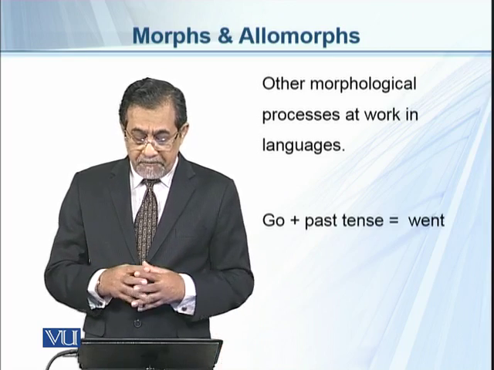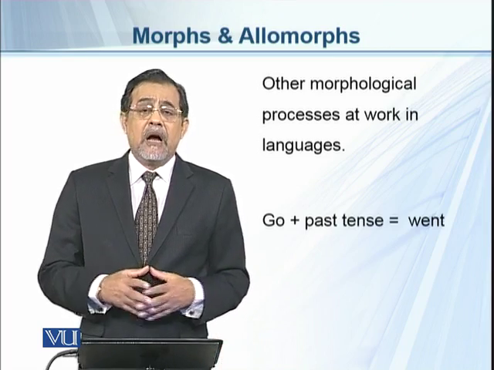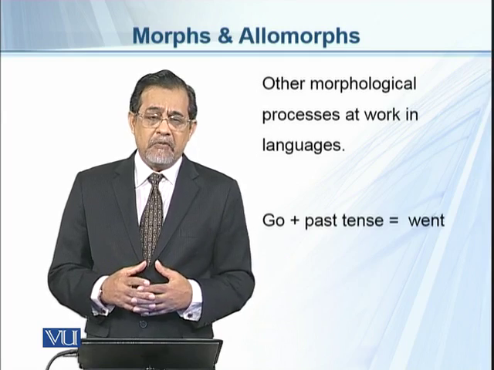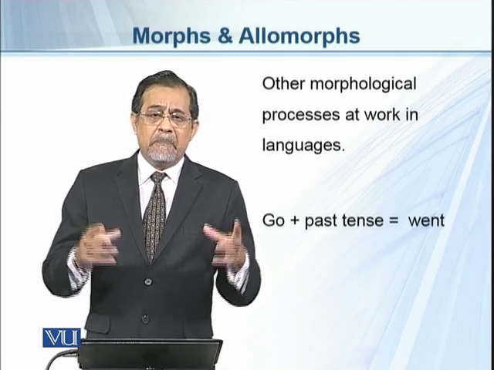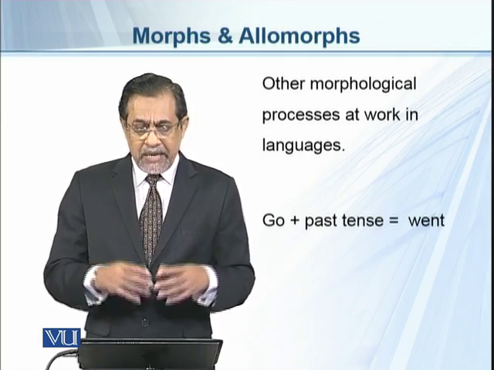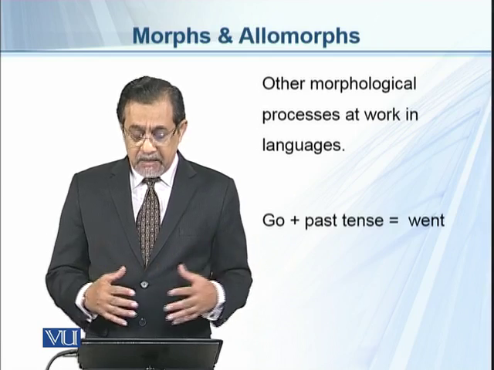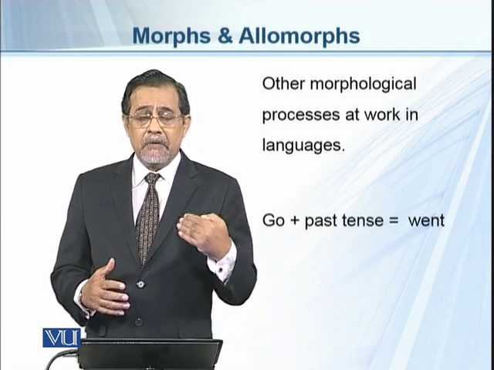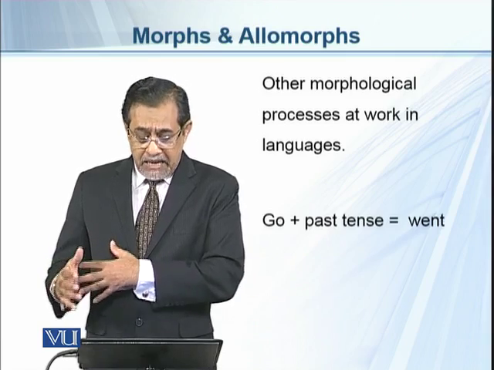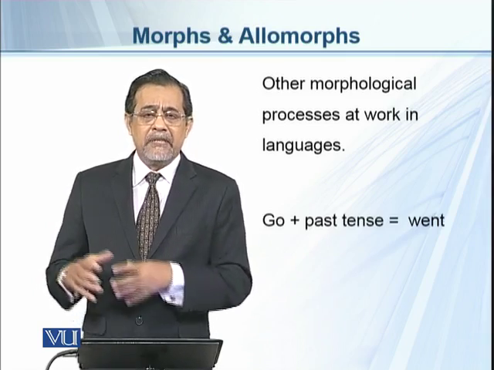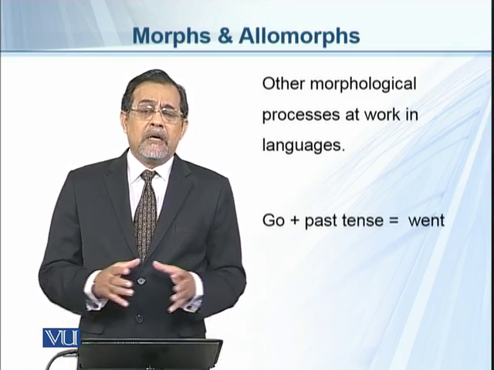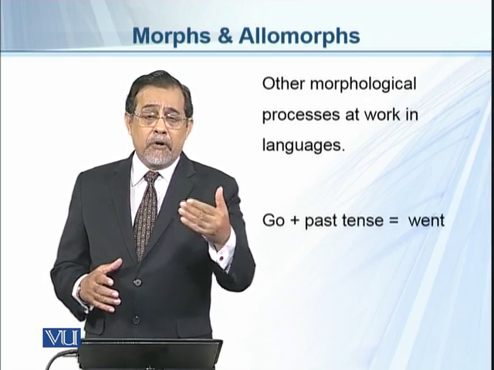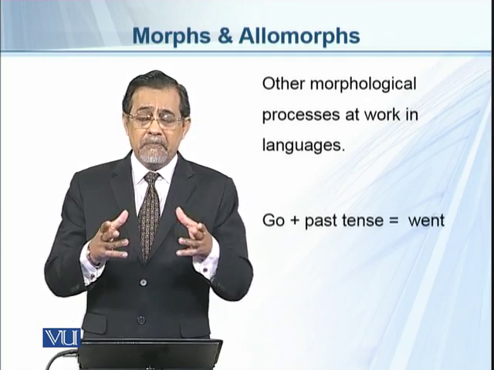So there are other morphological processes at work in languages. Obviously, there are so many complexities at work in every language that it is very difficult to bring them under the same umbrella. So as we have zeromorph, we have again the zero past tense. For example, we have the irregular verb go, and go plus past tense is equal to went. So here again we have a zero past tense. So these are allomorphs. Allomorphs are like allophones, which are different variants of the phonemes and morphemes.